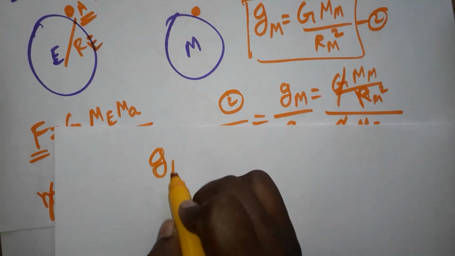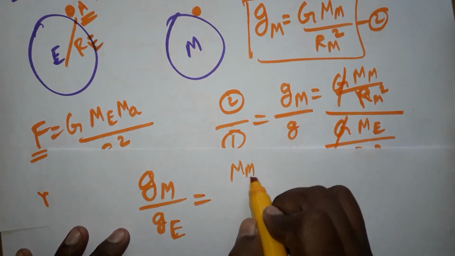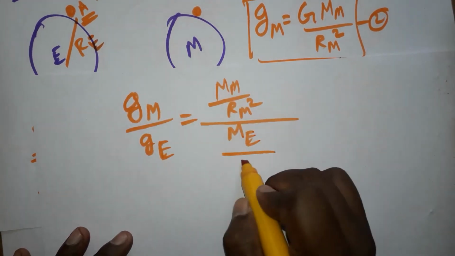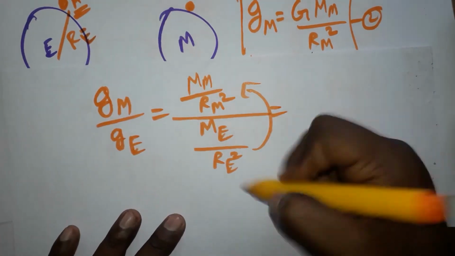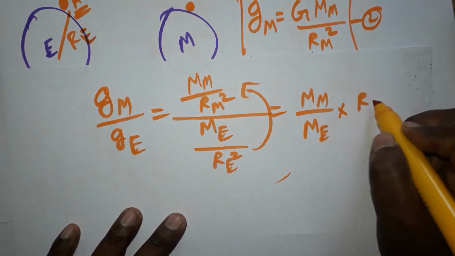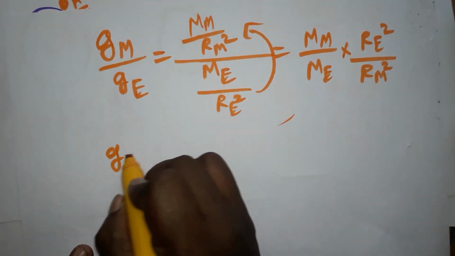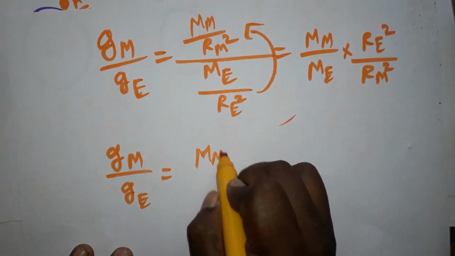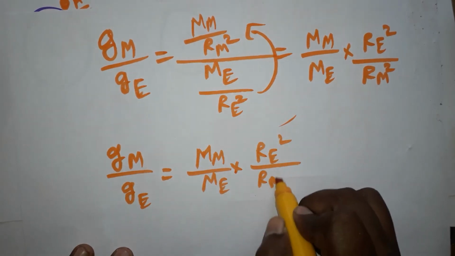So gravity on the moon surface divided by gravity on the earth surface is equal to mass of the moon divided by radius of the moon squared, divided by mass of the earth divided by radius of the earth squared. When we cross multiply, just inverting the equation, g_m divided by g is equal to mass of the moon divided by mass of the earth, into radius of the earth squared divided by radius of the moon squared.